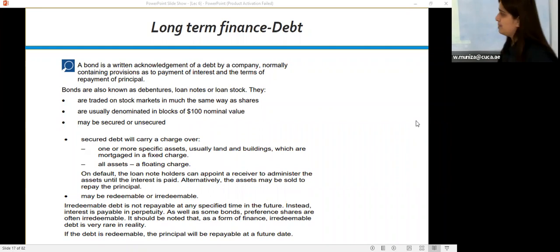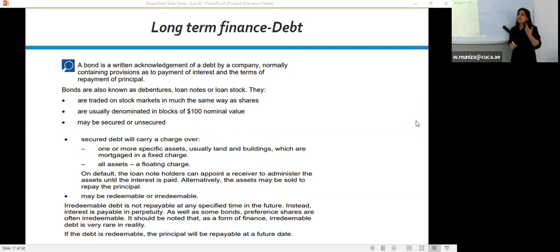Irredeemable debt is not repayable after any specified time in the future. Instead, interest is payable in perpetuity. As well as some bonds, preference shares are often redeemable. It should be noted that as a form of finance, irredeemable debt is very rare in reality. So you are not going to find irredeemable debts very common. They are rare. If the debt is redeemable, the principal will be repayable at a future date. So I hope that you are clear about the discussion.